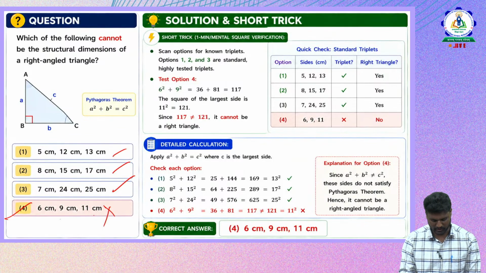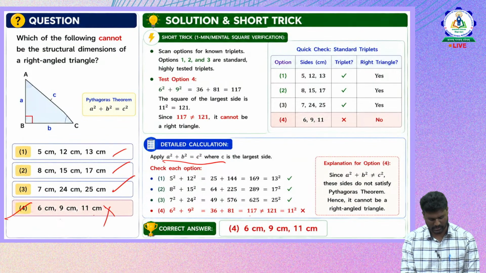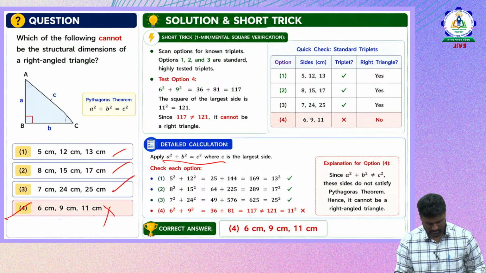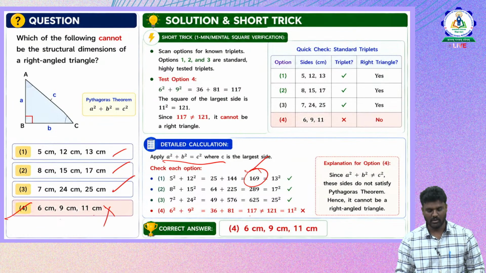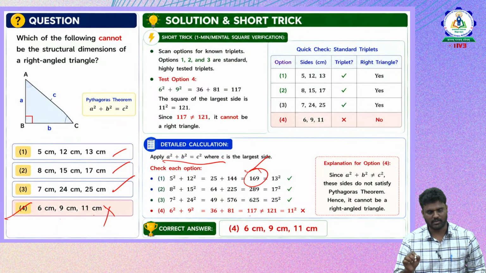Now let us verify using the Pythagoras theorem. Option 4 will not satisfy it. Let us verify option 1, with sides 5, 12, 13. 13 square is 169. 5 square plus 12 square is 25 plus 144, which is also 169. So option 1 is satisfied. The second option is 8, 15, 17. 17 square is 289. 8 square is 64 and 15 square is 225.